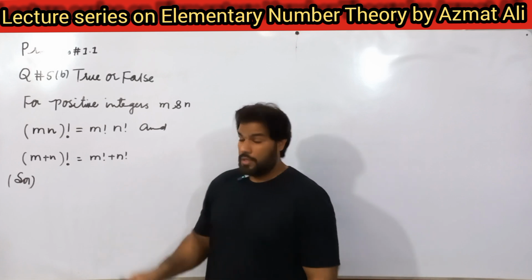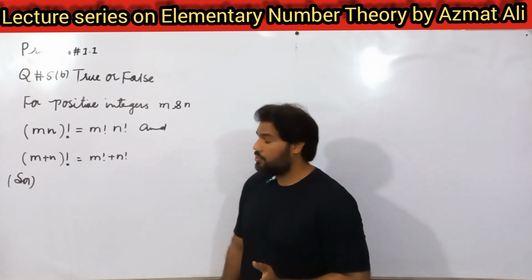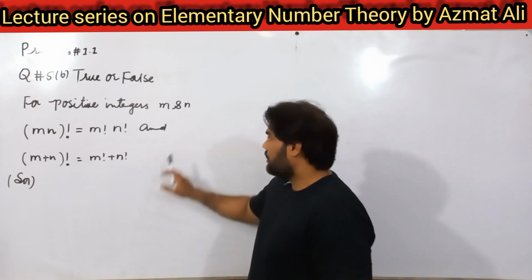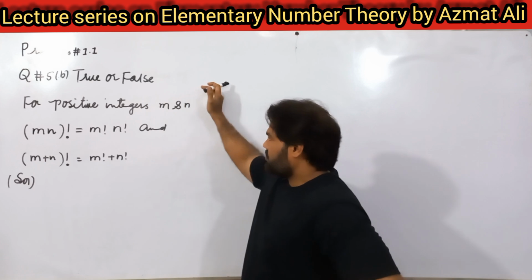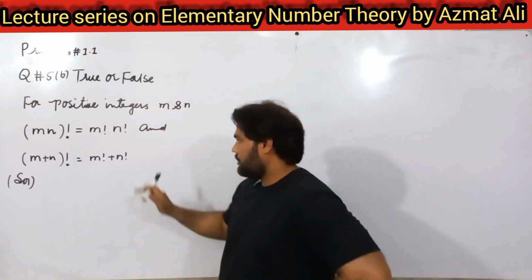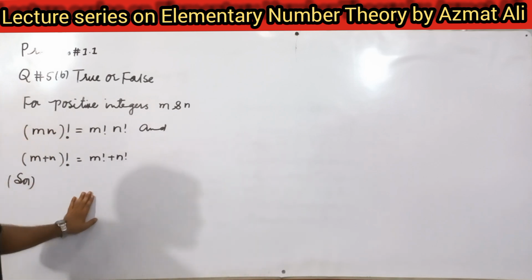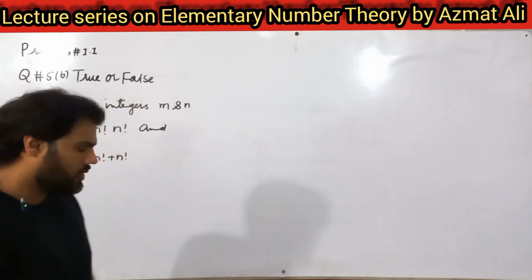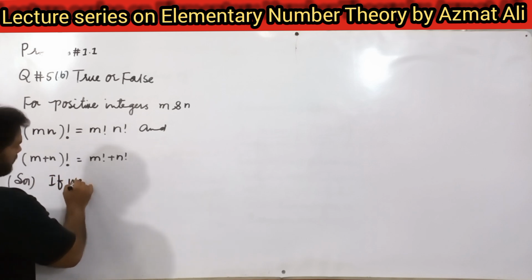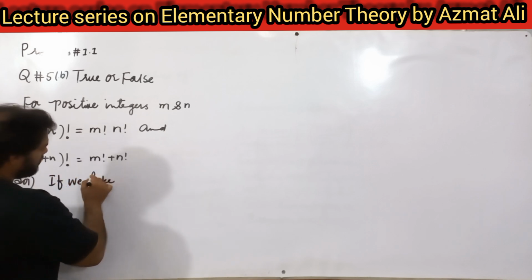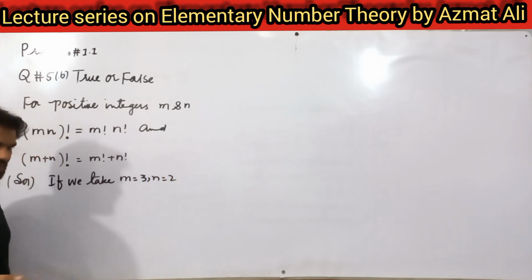Next we discuss question number 5b. This is just a true or false question. We have positive integers m and n, and we check whether these formulas are correct or not. These two formulas are not correct in general. For example, if we take m equal to 3, n equal to 2, these are two positive integers.